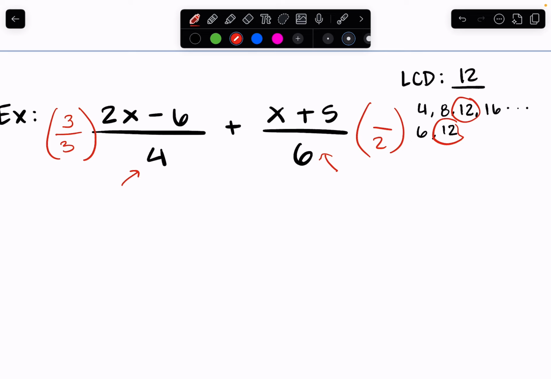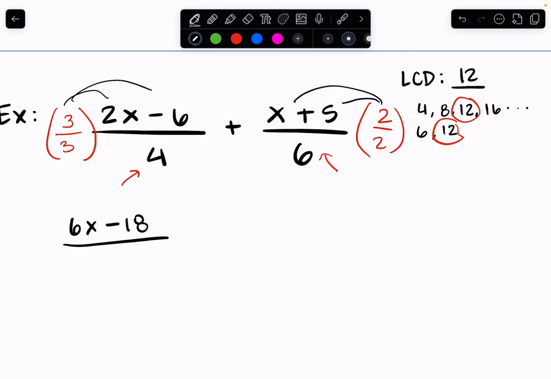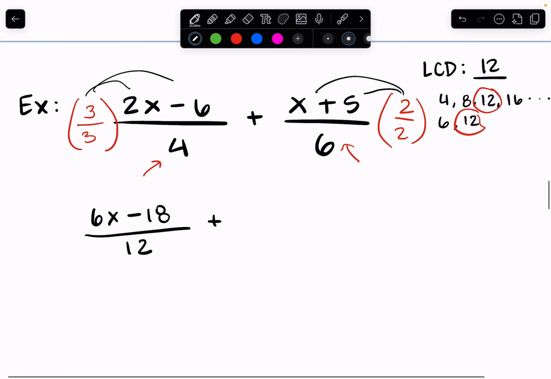So again, whatever you do to the bottom, you make sure you do it to the top. That was step 2. Step 3, let's go ahead and distribute these in. So 3 times 2x is 6x. 3 times negative 6 is negative 18, all over 3 times 4, which is 12. All right, there's the first fraction.